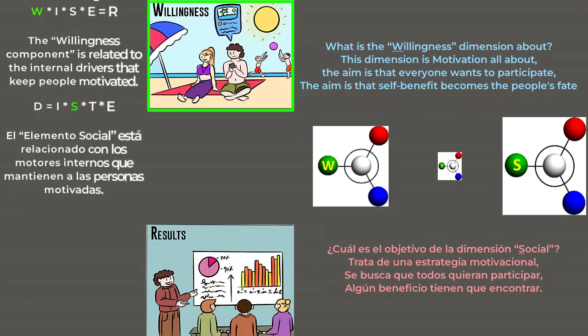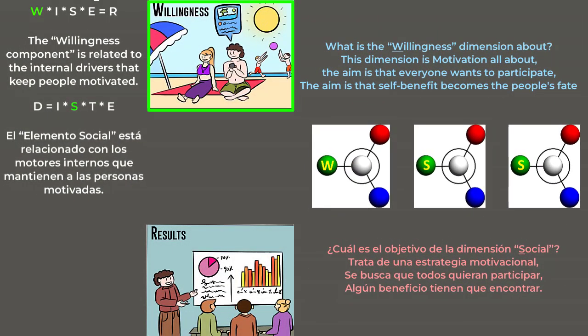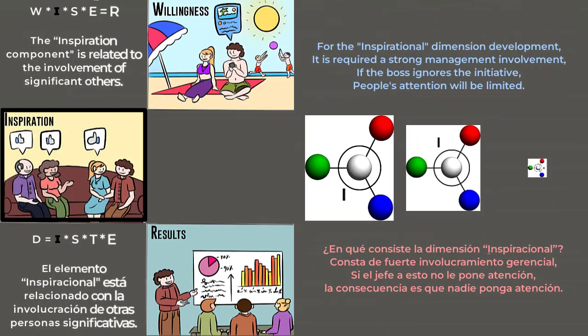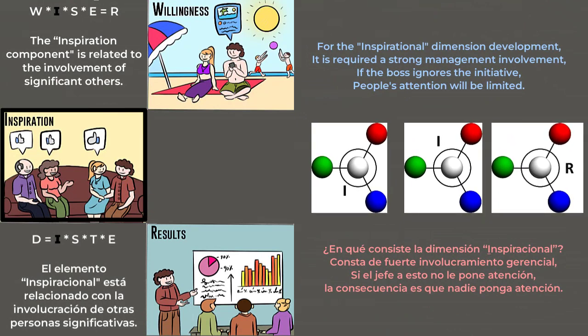What is the willingness dimension about? This dimension is what motivation is all about. The aim is that everyone wants to participate. The aim is that self-benefit becomes a people's fate. For the inspirational dimension development, a strong management involvement is required. If the boss ignores the initiative, people's attention will be limited.